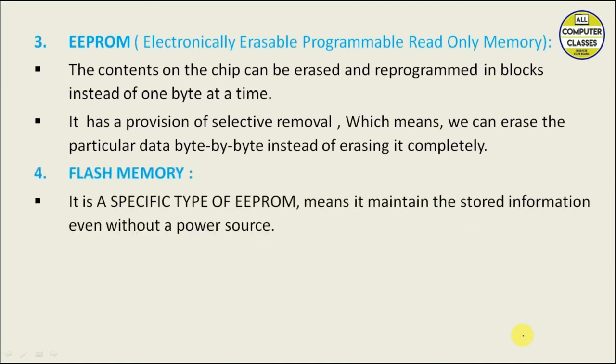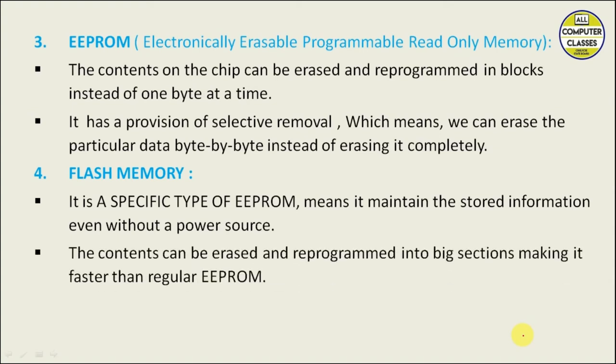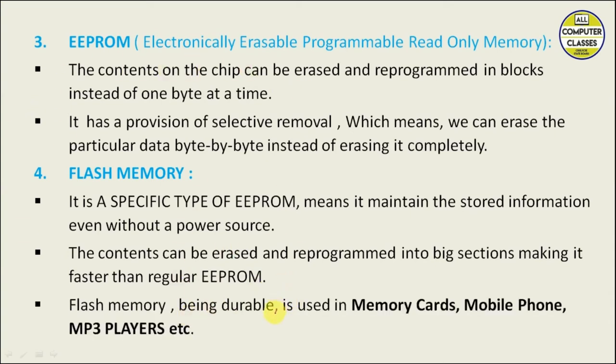Next is flash memory. It is a specific type of EEPROM, which means it maintains the stored information even without a power source. The content of flash memory can be erased and reprogrammed in big sections, making it faster than a regular EEPROM. Because of its durability, flash memory is used in memory cards, phones and MP3 players.